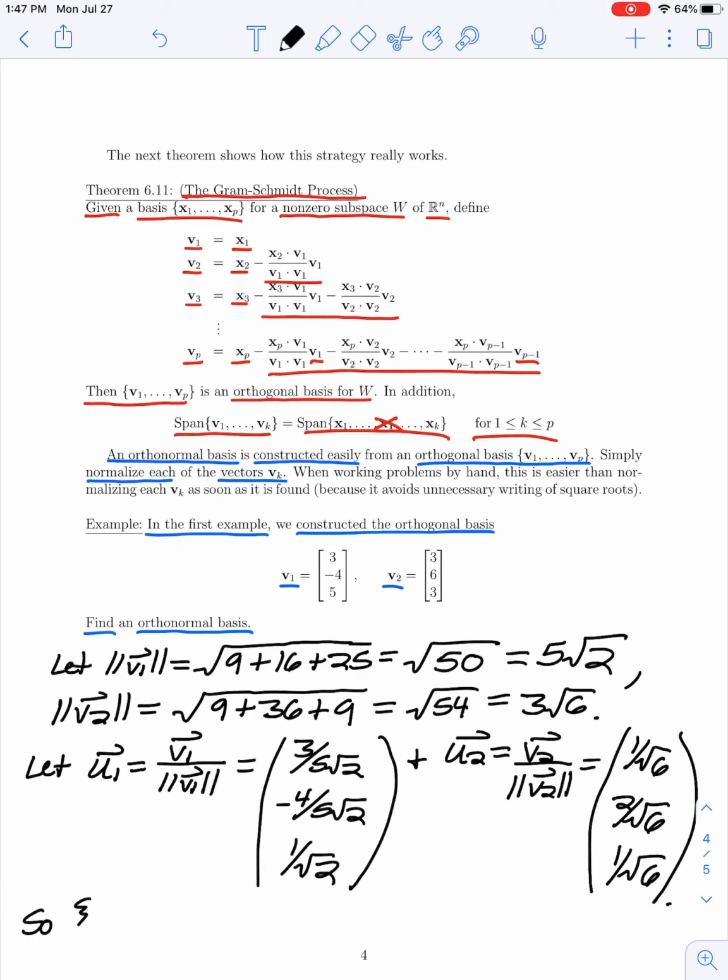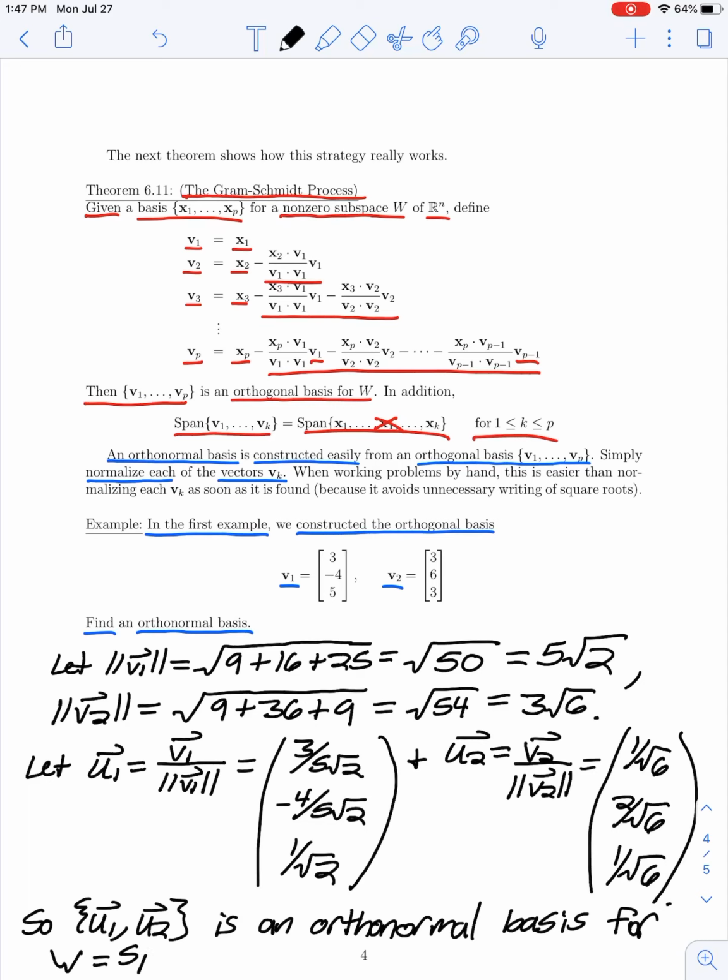So the set of vectors u1 and u2 is an orthonormal basis for the space W, which is spanned by the vectors v1 and v2. That is the same space that we were considering in our first example.